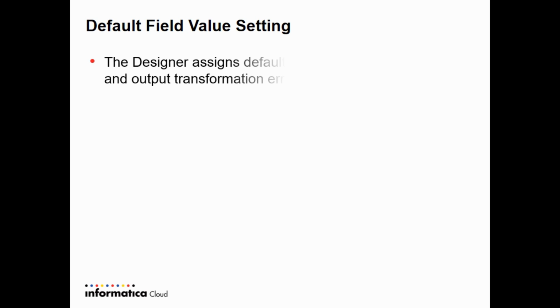Let us now discuss how you can handle non-fatal exceptions with default field value setting. Using the default value property is a good way to handle exceptions caused due to null values and unexpected transformation errors. The designer assigns default values to handle null values and output transformation errors.